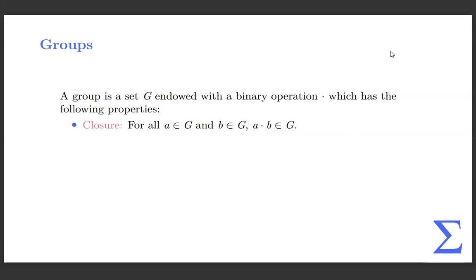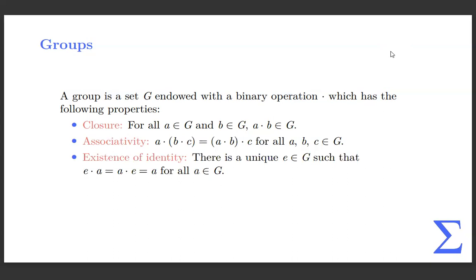Okay. First, it's closed. So if I take some element in the set G and another element in the set G, and I operate on them, right? That product, the result of this operation, is also in G. So it's closed, right? It's associative. So everyone knows the associative property. Eventually, this will turn out to be important, as you'll see. Existence of identity. Okay, so there's a unique identity.